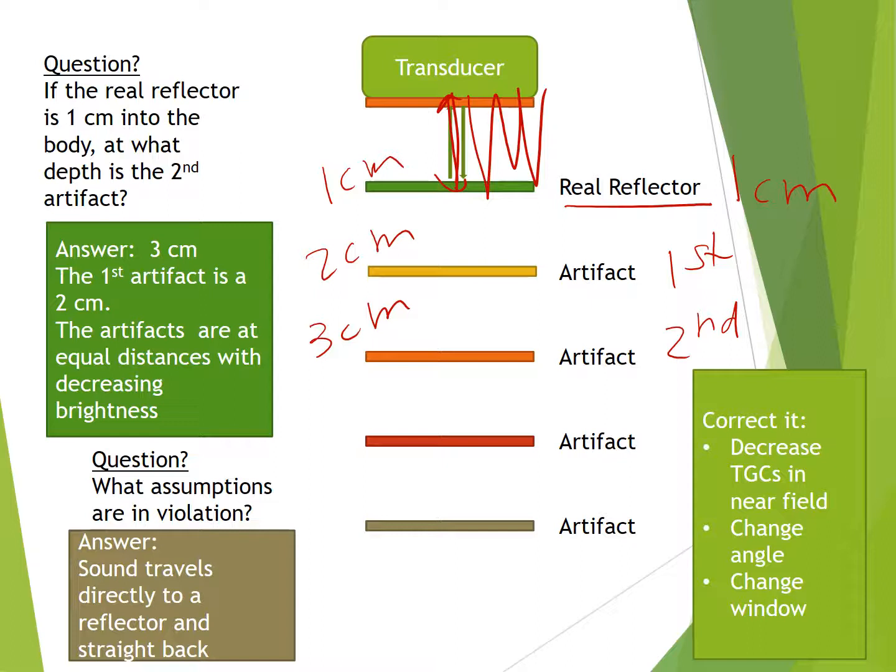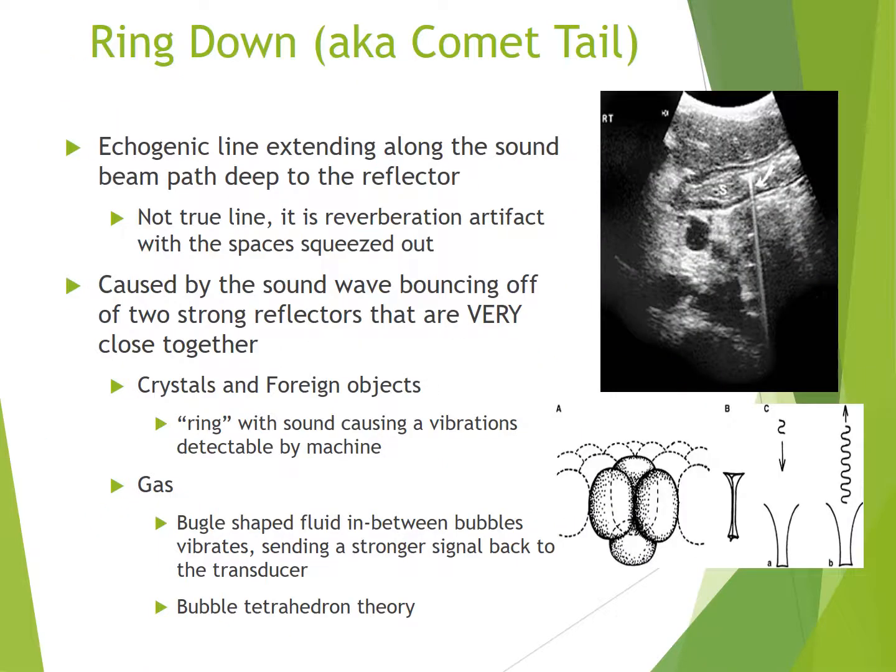To correct this, we are going to want to decrease our TGCs in the near field, maybe take some of the quality of that first strong reflector out, change angle so we're not hitting that first reflector with so much sound, or change our window.